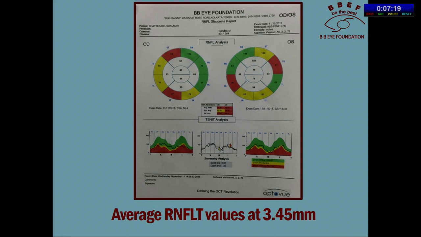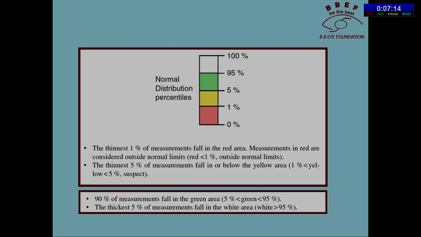This is the average retinal nerve fiber layer values at the 3.45 millimeter circle. Now the color coding. The thinnest 1% of the measurements falls in the red area. The thinnest 5% of the measurements falls in or below the yellow area, but 90% of the measurements fall in the green area, and the thickest 5% of measurements falls in the white area.